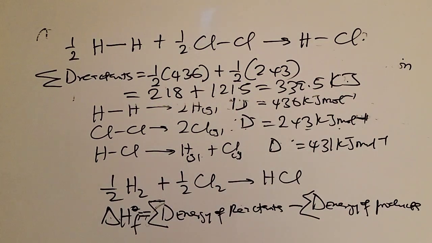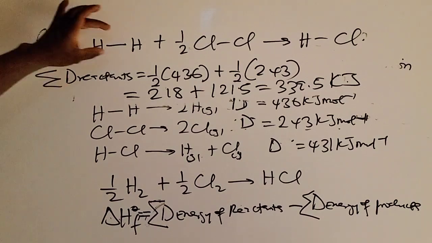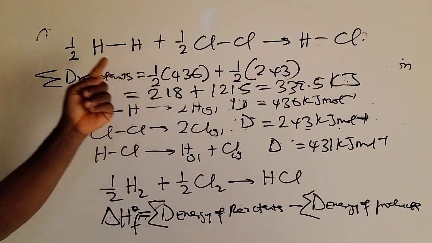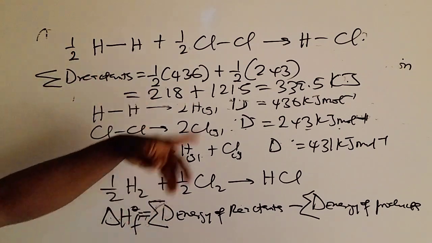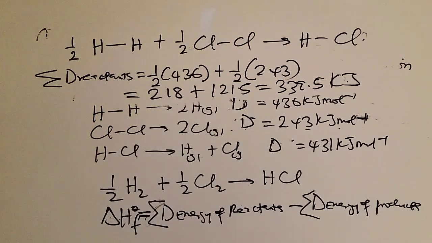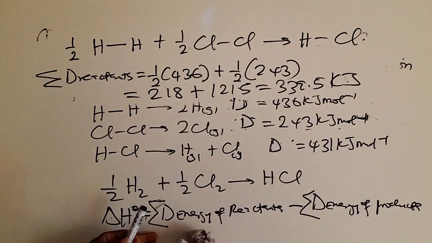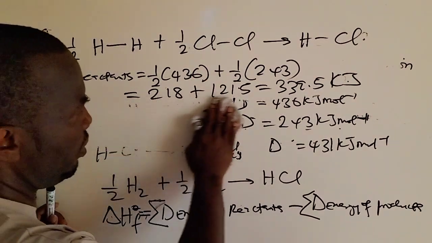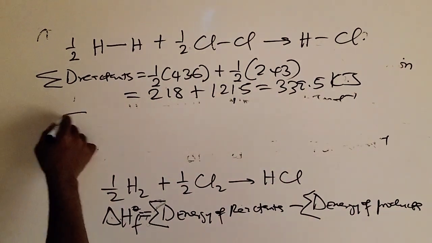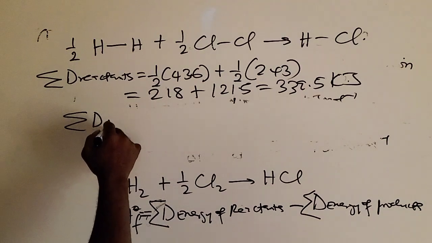Having done that, you add the bond energy of this and this. There's only 1 bond of hydrogen. Multiply by the stoichiometric number of moles, half in front. The chlorine, pick it from the data, multiply by half. When you have done that, you have gotten this one. Then look for the total bond energy of products. So, summation of bond energy of products.